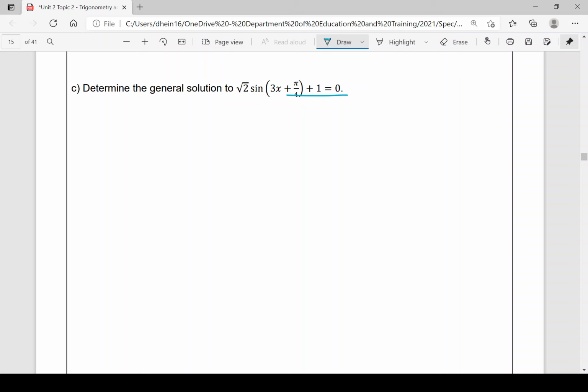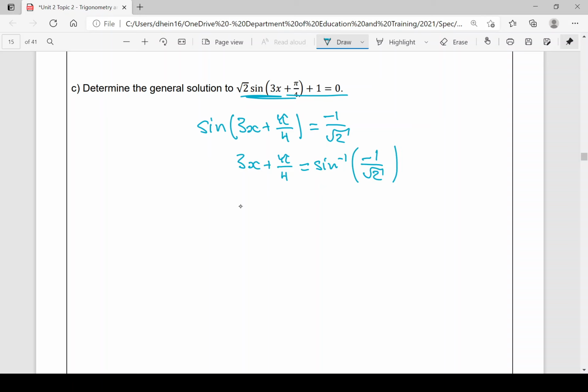So let's manipulate this so that we just have sine on the left hand side. So sine of 3x plus pi on 4 is equal to negative 1 on square root 2, which, as you know, is also negative root 2 on 2. Then if we take our inverse sine, we're going to get 3x plus pi on 4 is equal to inverse sine of negative 1 on square root 2. And so we get 3x plus pi on 4.